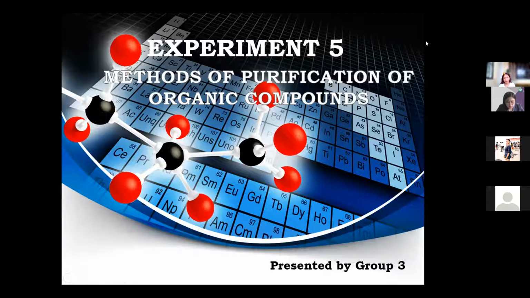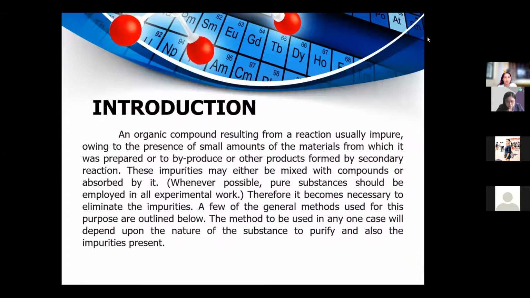Today, we are going to discuss Experiment 5, the methods of purification of organic compounds. An organic compound resulting from a reaction is usually impure, owing to the presence of small amounts of materials from which it was prepared, or to by-products or other products formed by secondary reactions. These impurities may either be mixed with the compound or absorbed by it.